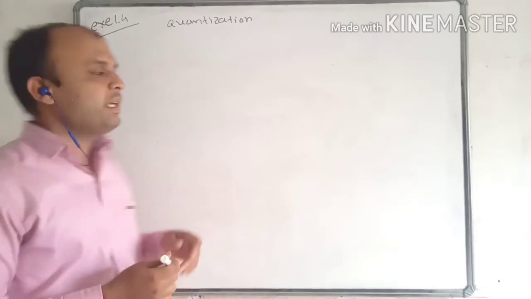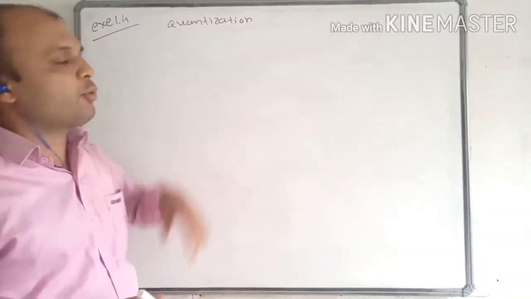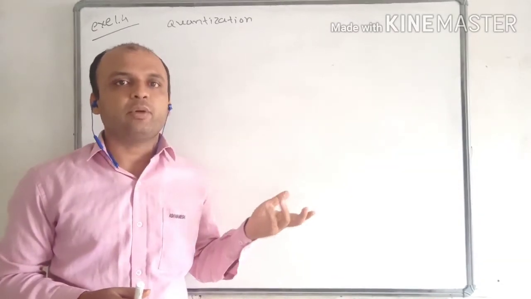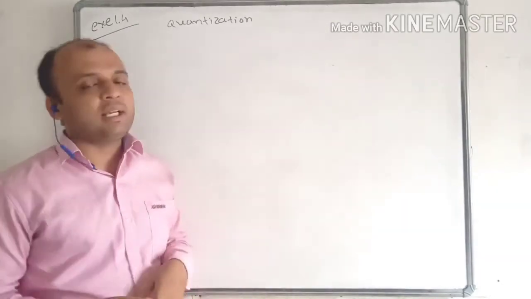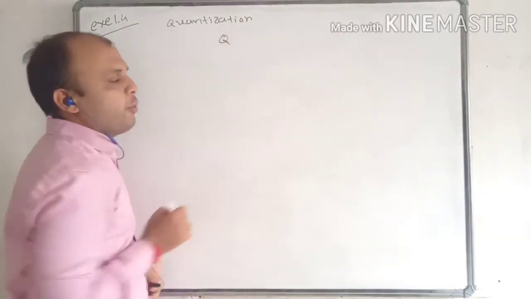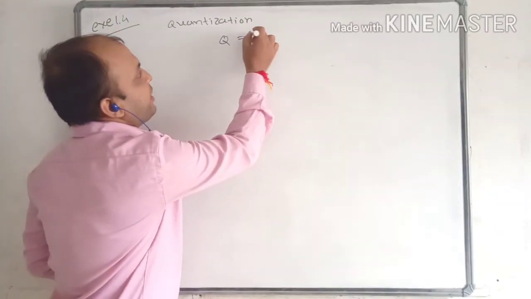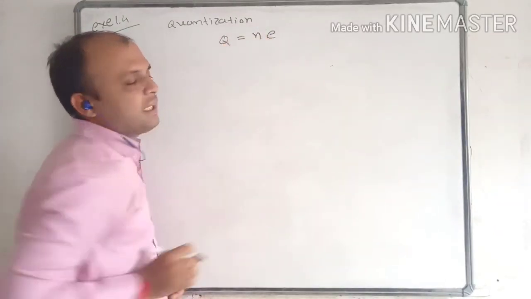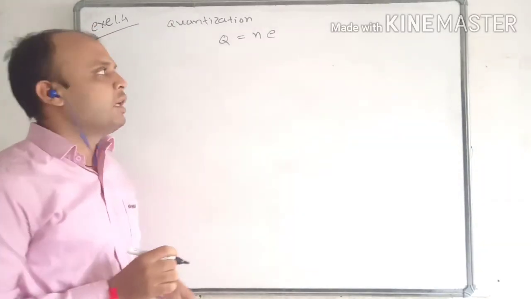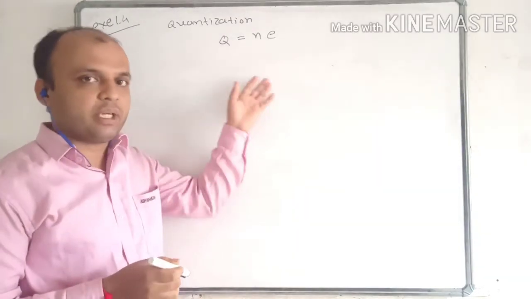Okay students, in exercise 1.4 they ask to explain quantization. I already explained that in my theory video. Quantization means the charge of any body, Q, is an integer multiple of the fundamental charge, and the fundamental charge e is the charge of an electron.